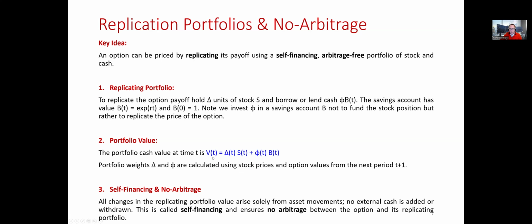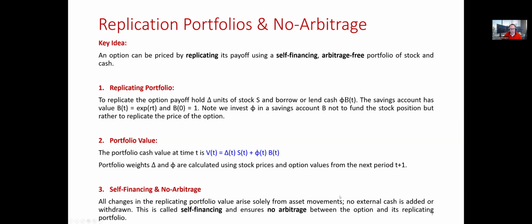So the value of the replicating portfolio here is delta of stock, phi of cash. And that's the key takeaway from this slide. The other thing to say is it's self-financing, it's arbitrage-free, and this portfolio will exactly replicate the price of the option. Now, the last thing to say is about self-financing and no arbitrage. All changes in the replicating portfolio's value arise solely from asset price movements. So the changes in the portfolio are only coming from stock price movements. No external cash is being added or withdrawn. This is called self-financing and ensures no arbitrage between the option and the replicating portfolio.